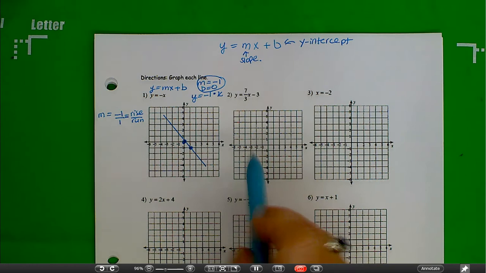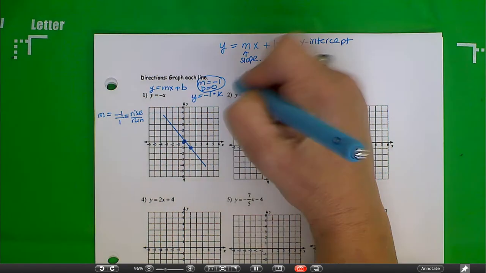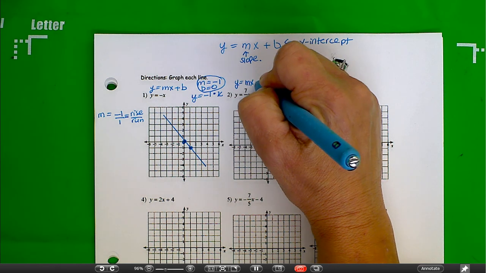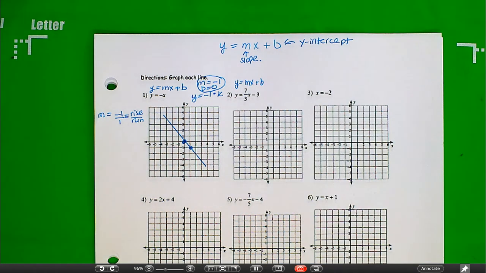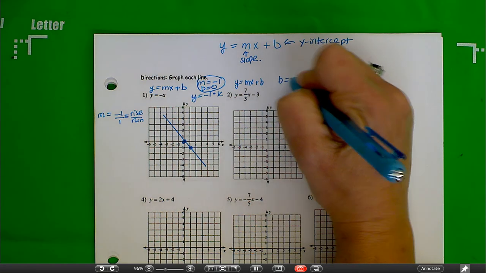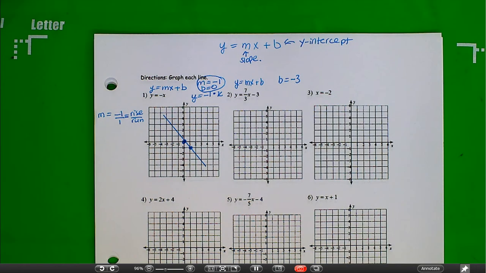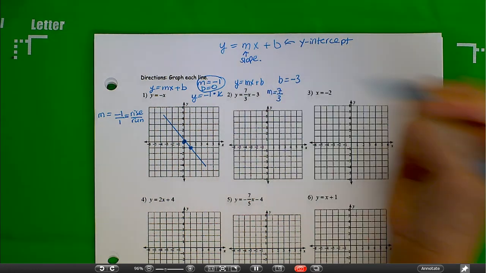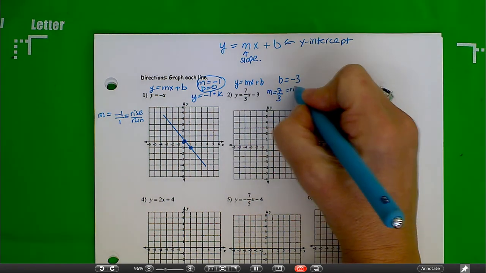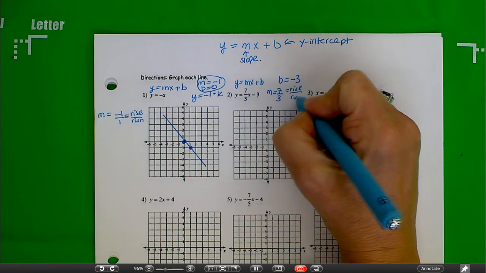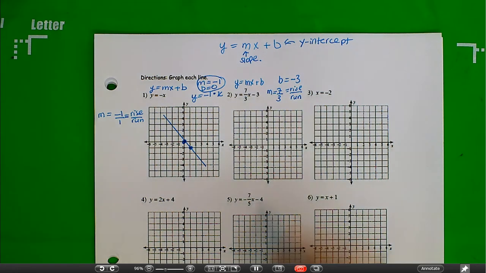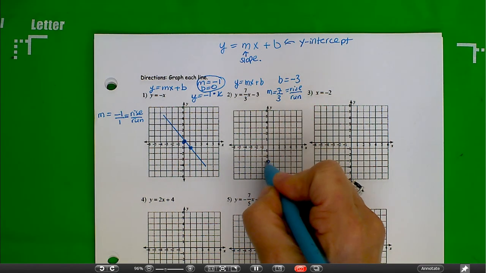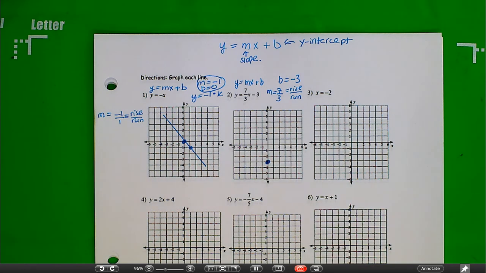Next, we're going to graph this line. Remember, y equals mx plus b. So we have b is equal to negative 3, and m is equal to 7 over 3, which is equal to rise over run. I'm going to place b, negative 1, negative 2, negative 3, down below.